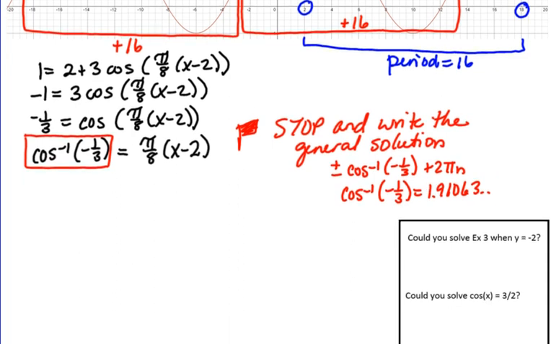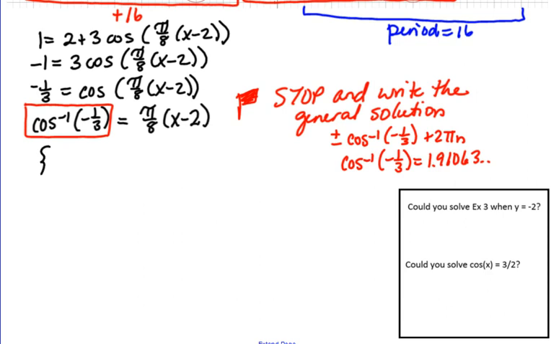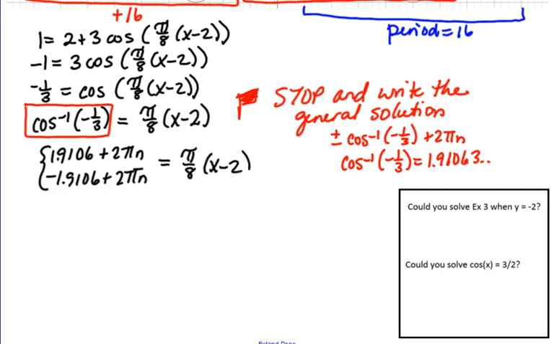So when I go back to my equation now, I'm going to write this as 1.9106, I think I'll stop there, plus 2 pi n, and negative 1.9106 plus 2 pi n. And then that's going to be equal to pi over 8 times x minus 2. After I have substituted this entire expression for inverse cosine of negative 1/3, this assures me that I'm going to get all possible solutions, not just the one that my calculator gives me and then have trouble with the other ones, because I have to take all of this and solve for x using the entire expression.